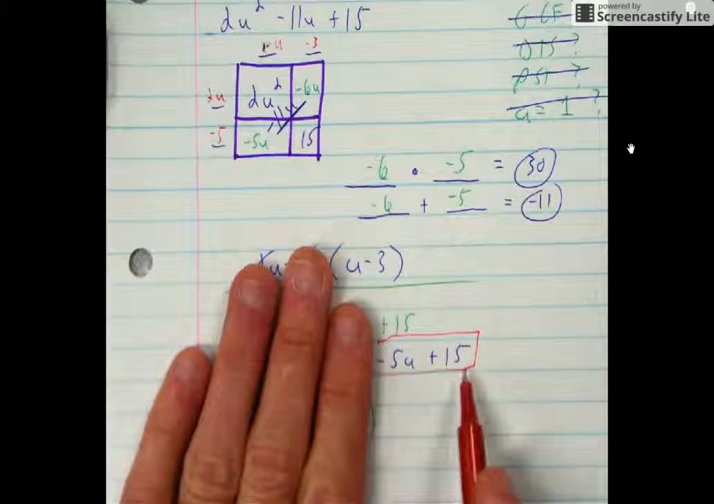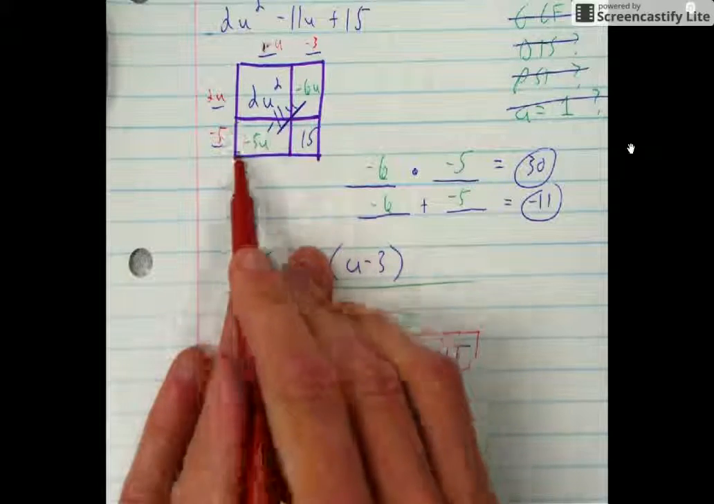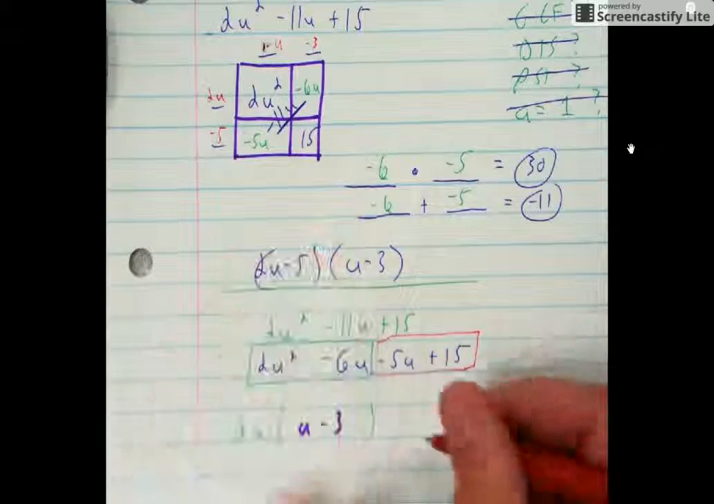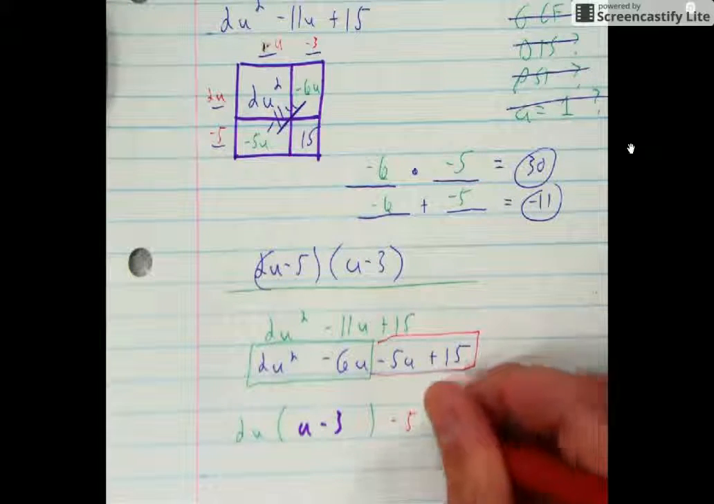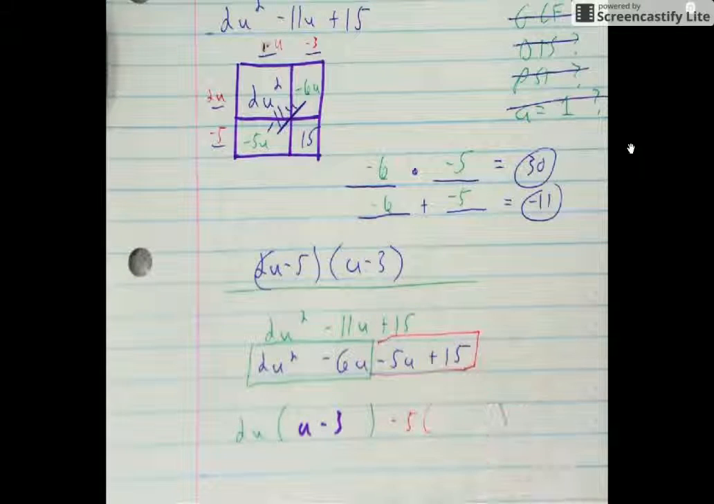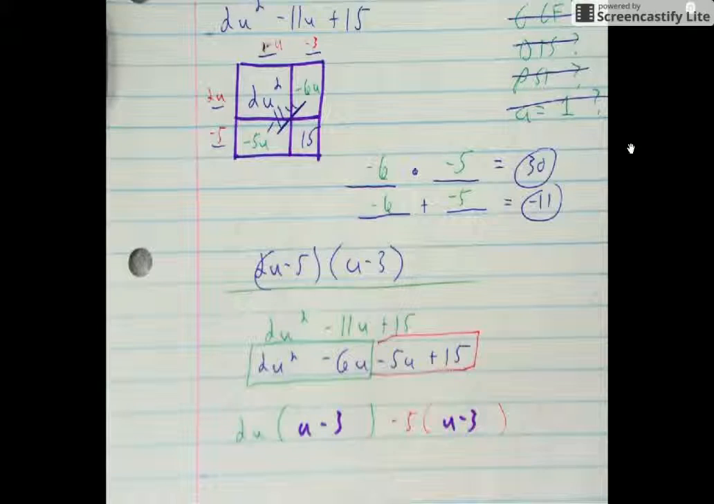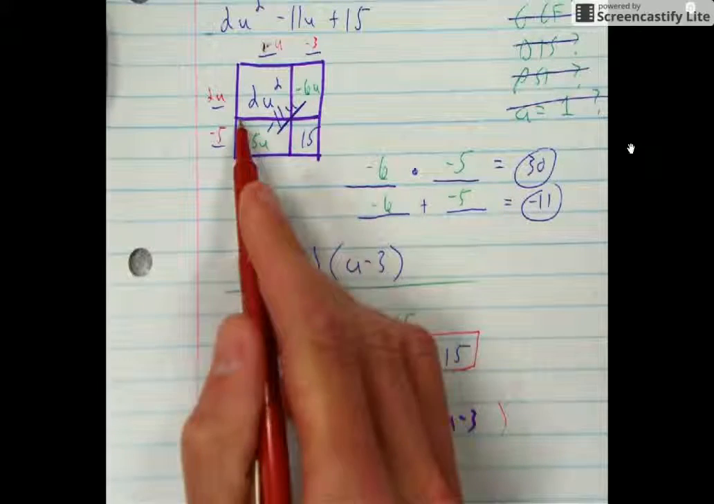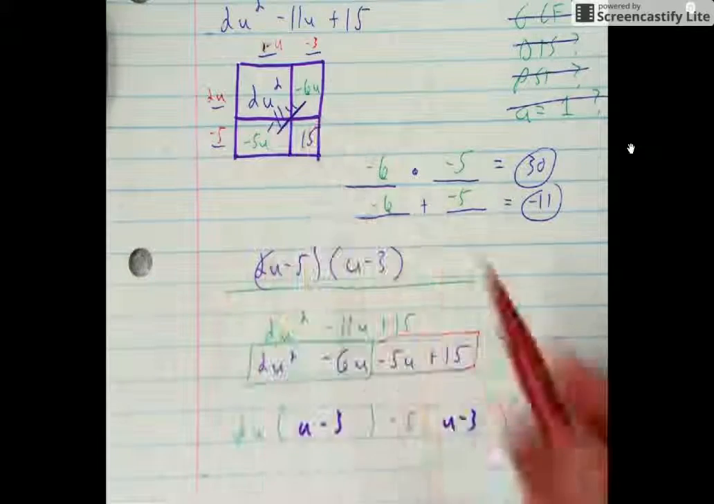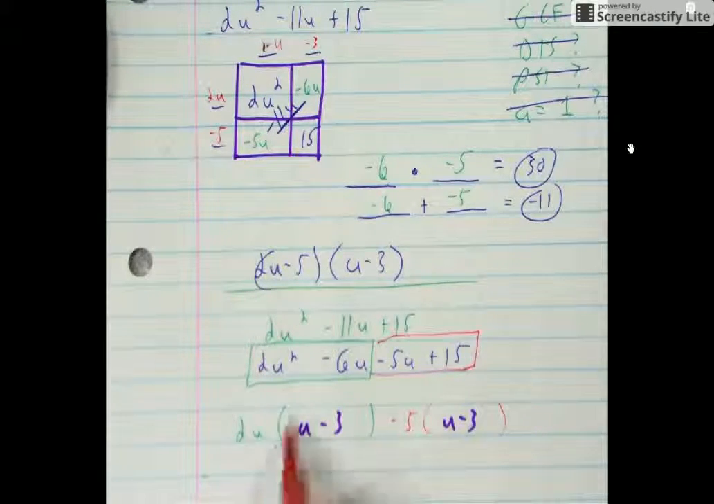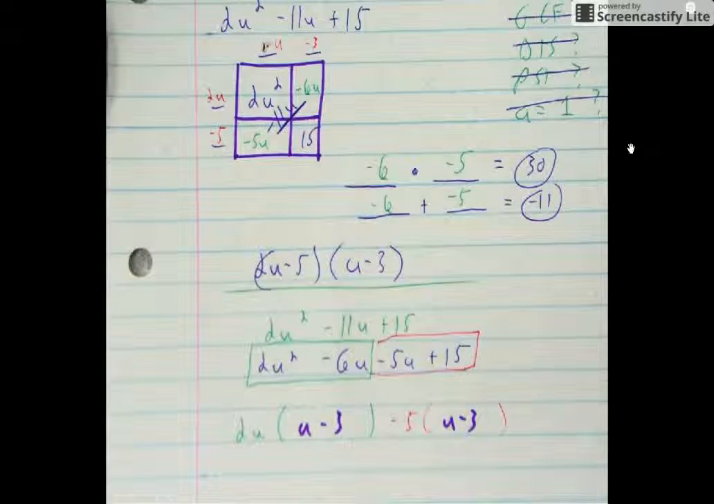So if I have the negative 5u plus 15, so this part here, I want to take out their common factor, which is a negative 5. I am again left with the u minus 3, which makes sense because the dimensions of this rectangle here are negative 5 by u minus 3. So I have this rectangle together with this rectangle gives me the entire rectangle.